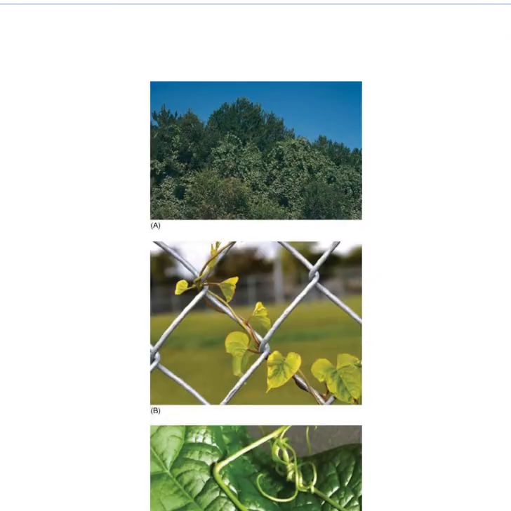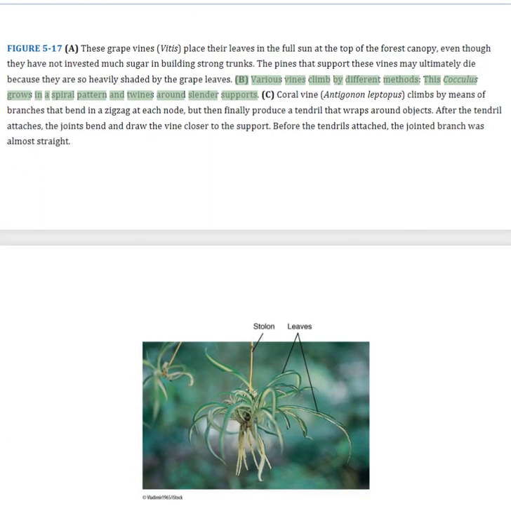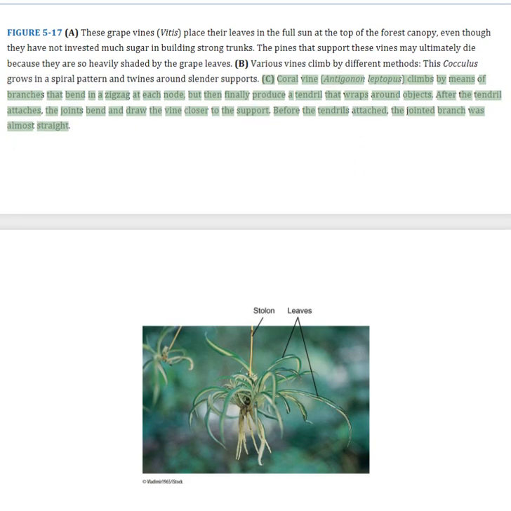Figure 5.17. These grapevines place their leaves in the full sun at the top of the forest canopy, even though they have not invested much sugar in building strong trunks. The pines that support these vines may ultimately die because they are so heavily shaded by the grape leaves. Various vines climb by different methods. This cocculus grows in a spiral pattern and twines around slender supports. Coral vine climbs by means of branches that bend in a zigzag at each node, but then finally produce a tendril that wraps around objects. After the tendril attaches, the joints bend and draw the vine closer to the support. Before the tendrils attached, the jointed branch was almost straight.